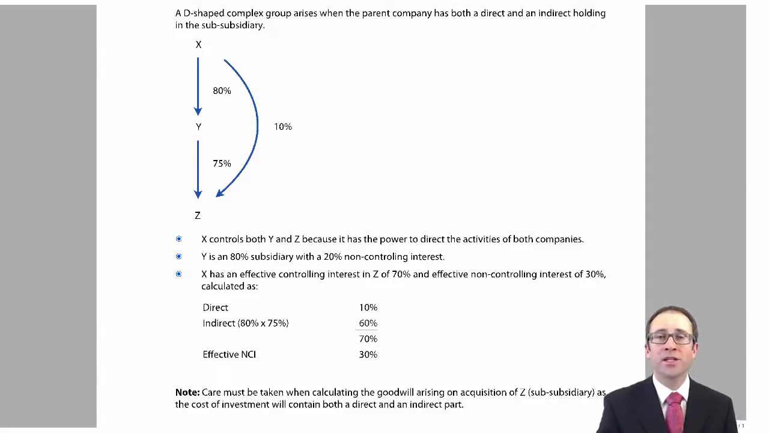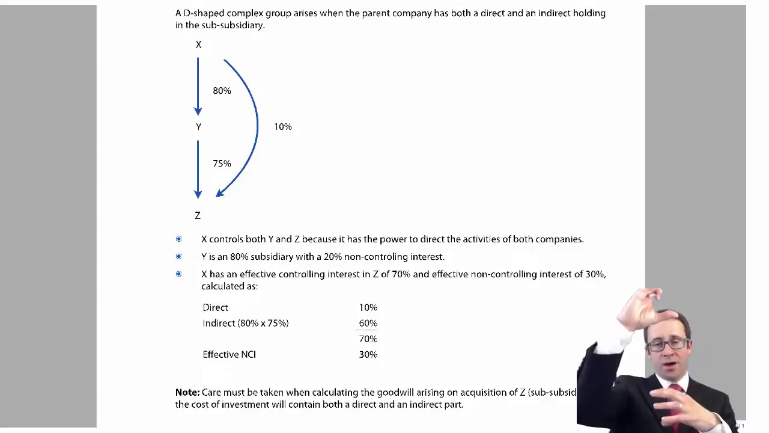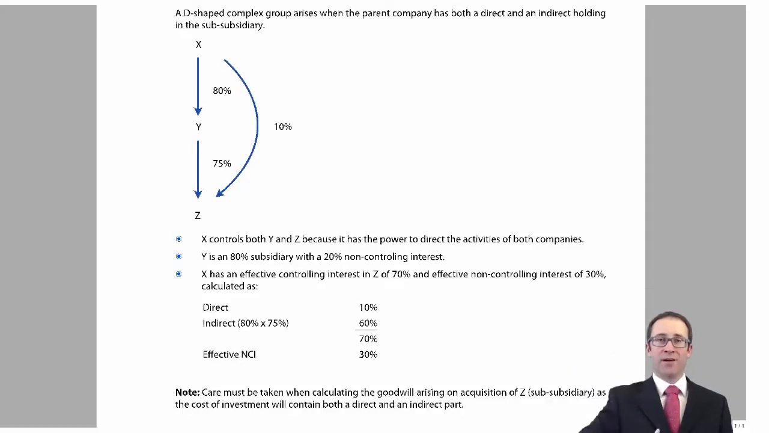So what do we mean by a D-shaped group structure? We've seen that already when we introduced it at the start of the chapter. You have a parent, a sub, and another company at the bottom, and as well as the sub having an investment in the company at the bottom, the parent also has an investment, doesn't it? So you have a D-shaped group. It looks like a D, doesn't it?